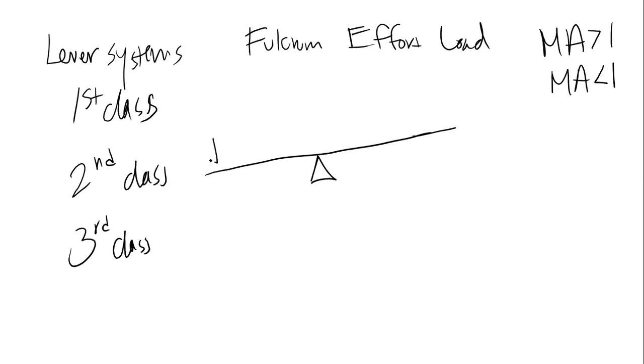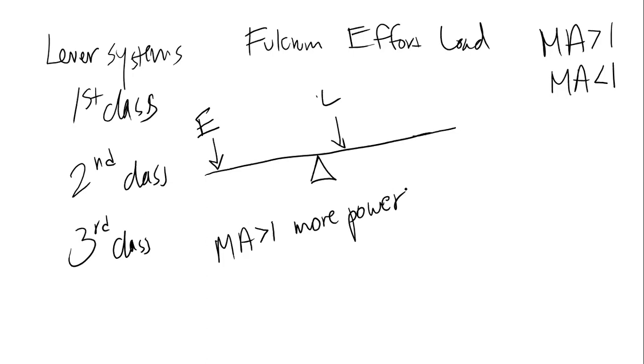So when your effort is farther from the fulcrum than the load, you're going to have a mechanical advantage. And what that means is that you have an increase in power out than in, right? So you're actually getting more power out. So it lets you, for example, move something heavier by using the lever than you would by yourself.